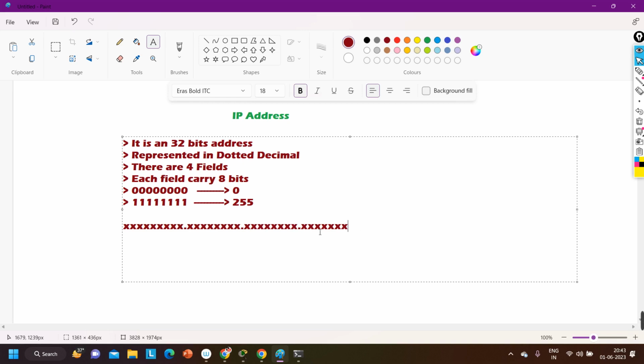And each X can be what? It can be 0 or 1. Definitely yes. So my lowest IP address will be 0.0.0.0 and my largest IP address will be 255.255.255.255. Yes or no? It means all IP addresses will vary from here to here only.